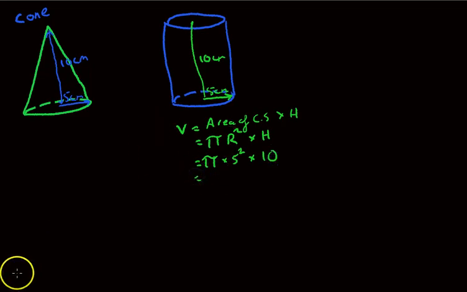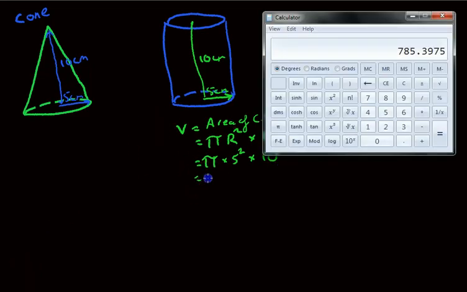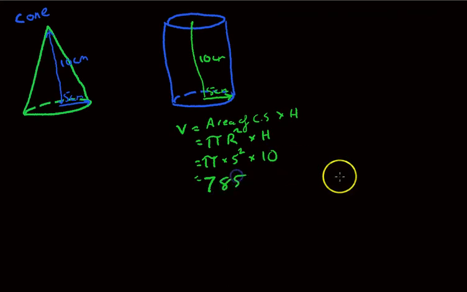Now you can do that on your calculator really quick. That'll give us 785.40. That's close enough. And finally, to find the volume of a cone, we do pretty much the same thing, except we only need to find 1/3 of that. Make sure you put your units in, centimeters cubed.